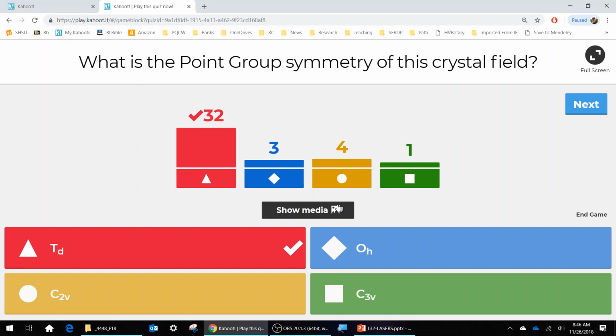What about Cl3H? Looks like ammonia. Very good. Let's do ClC down here. Looks just like ammonia. So C3V.